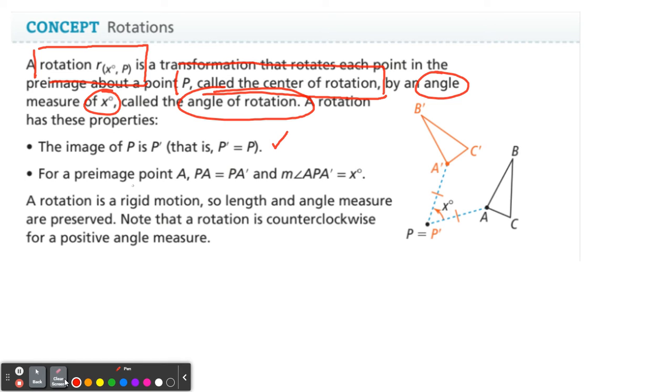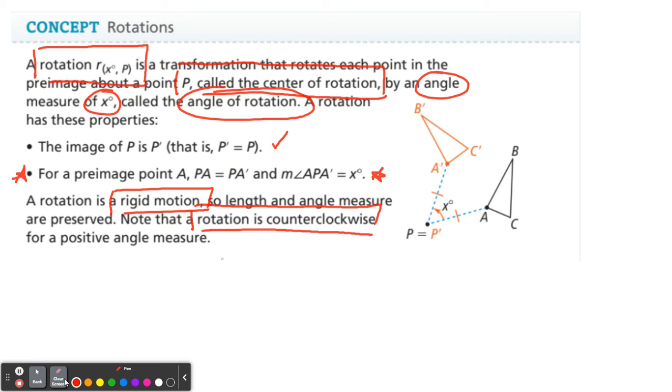But if your point is out in space somewhere, then two things must be true, and this is important. Number one, the distance from your point A to the center of rotation P must be the same as the distance from the image A prime to P. That's that congruence thing. And then the angle formed by these two segments must be the angle of rotation, and it's going to be counterclockwise unless noted. Again, it's a rigid motion because it preserves length and angle measure, and note that a rotation is counterclockwise.